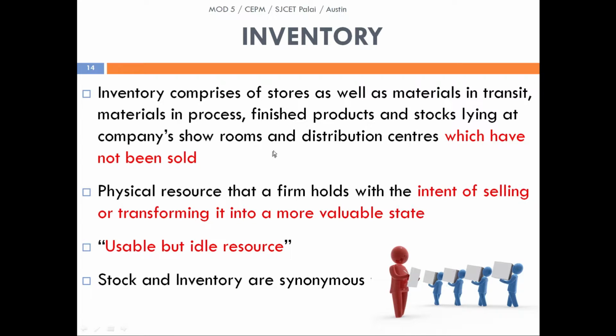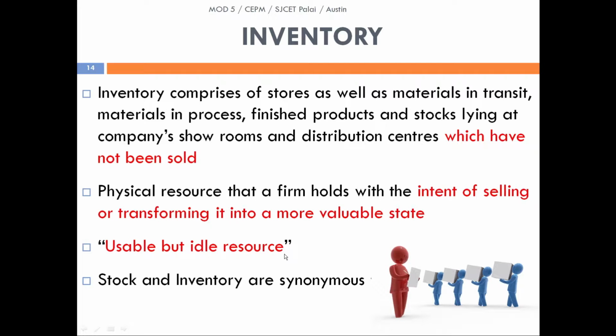Inventory comprises stores as well as materials in transit, materials in process, finished products, and stocks lying at the company's showrooms or warehouses or distribution centers which have not been sold. So inventory involves all these kinds of materials, whether in a status of transit or transportation, in a status of processing, status of finished products, or stocks lying as idle resources without being sold. All this comes under inventory.